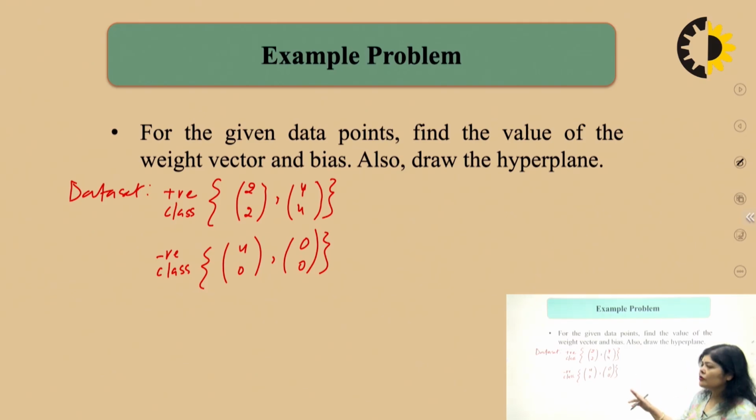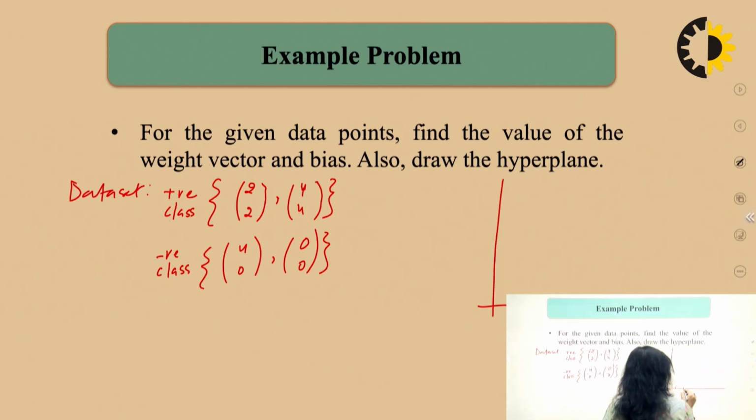In this way, we are going to plot the points in a 2-dimensional space. Suppose I mark 1, 2, 3, 4; this is the x-axis, and this is the y-axis. I keep 1, 2, 3, and this is 4. Now the first point is at 2, 2. On x you go to 2, then on y you go to 2, and at the intersection there is one point.